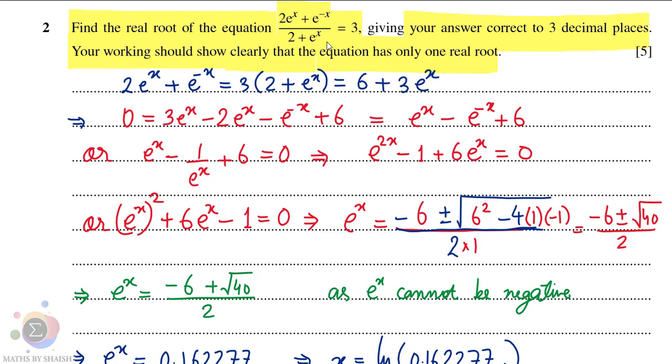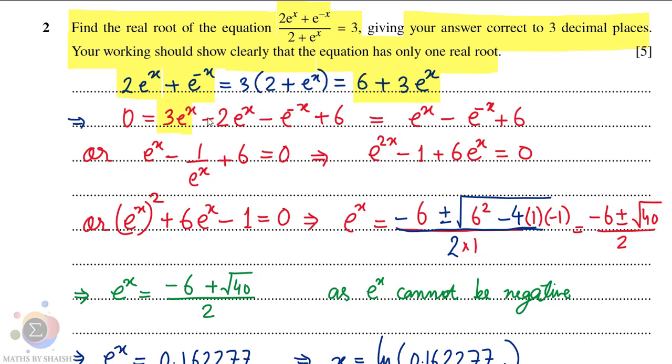Whenever we have exponents or logs, we can first of all simplify. So we simply multiply this 2 plus e to the power x to the other side. The left hand side becomes 2e to the power x plus e to the power minus x, and when we multiply we get 6 plus 3e to the power x. So we will collect the like terms. We send this whole left hand side to the right hand side.